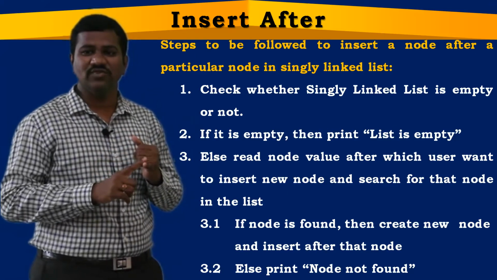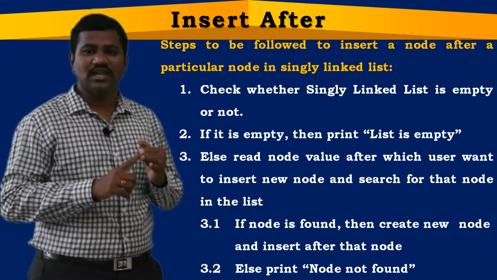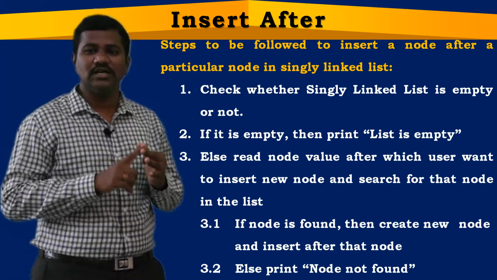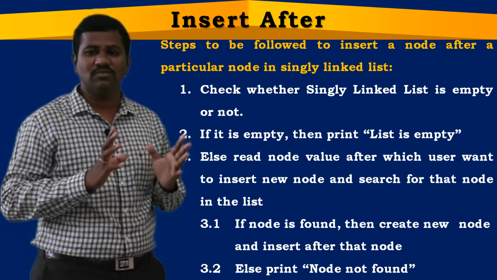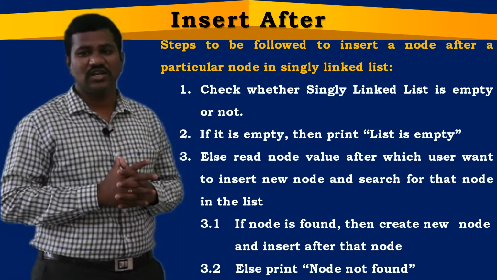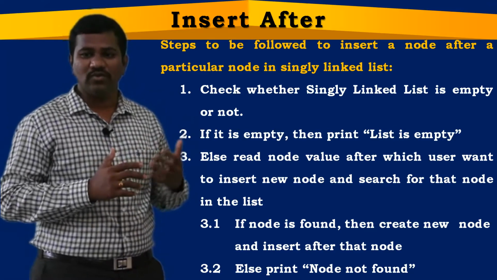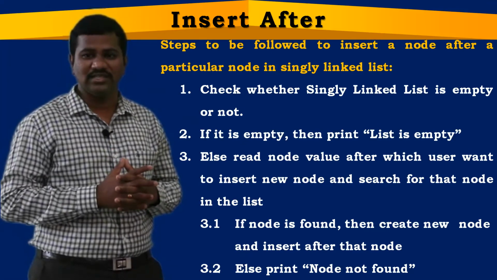First condition is we need to check whether the list is empty or not. Second thing is we need to check whether the node exists in the list or not. And third thing is if the node does not exist, we need to give a message that the node does not exist in the list, right? So this is the operation that we are going to perform, and how we are going to perform it, let us go with one simple example here, right?